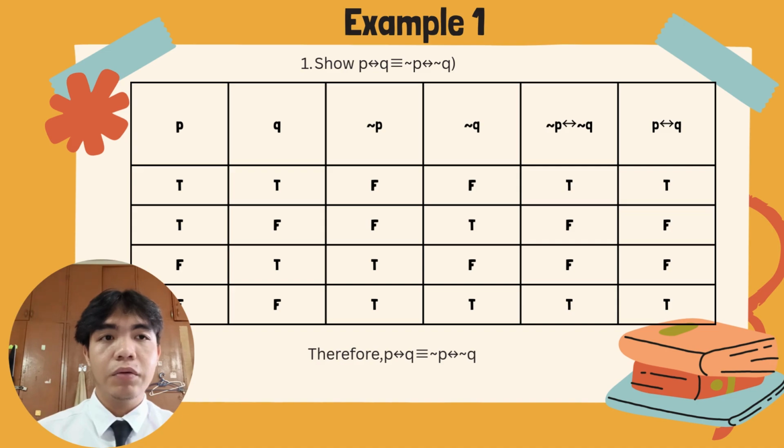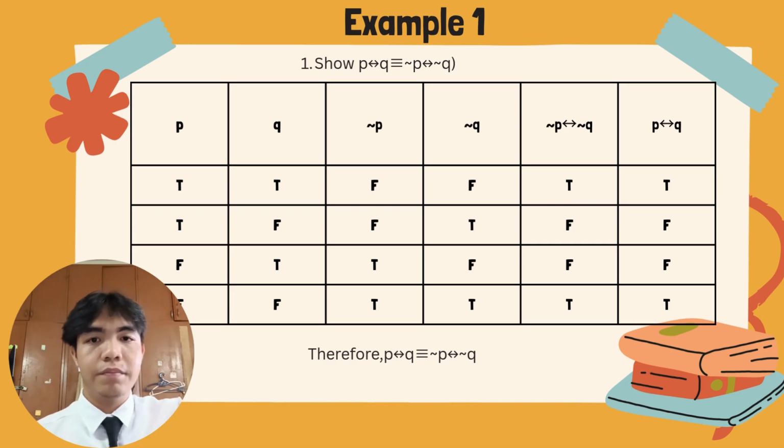By looking at the values of ¬P ↔ ¬Q and P ↔ Q, we see that both of the truth values are the same. Therefore, both of them are equivalent.